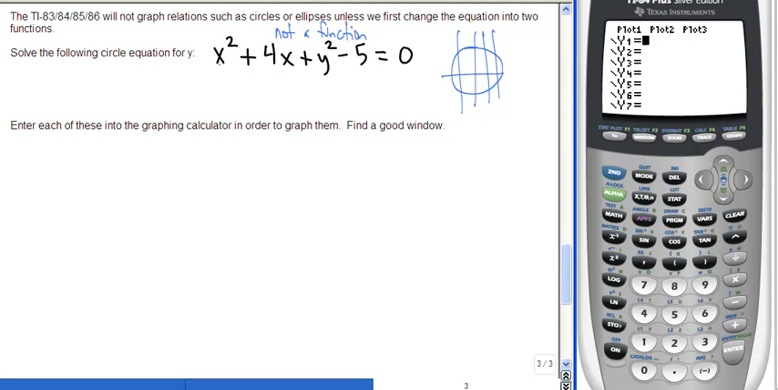So if we have this equation, x squared plus 4x plus y squared minus 5 equals 0, we need to be able to solve it for y so that we have something that we can type into our y equals on our calculator. So here's what we're going to do. I want to solve for y, so I want to get this y squared term by itself. So I'm going to move everything else to the other side. So I'm going to add 5, I'm going to subtract 4x, and I'm going to subtract the x squared. So that's going to give me y squared by itself on the left side. I'm going to put my 5 first, then my minus 4x, then my minus x squared, just to make it look a little bit clean. And that's almost solved for y, except that it's solved for y squared.